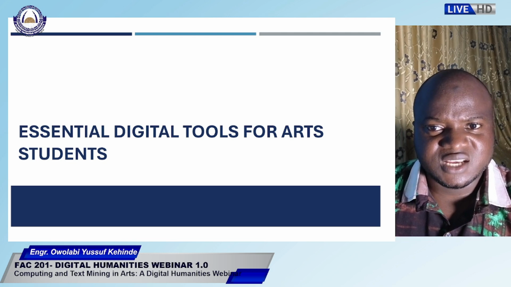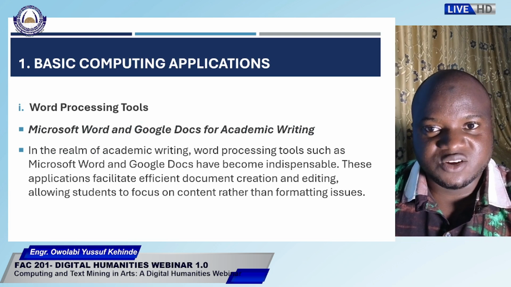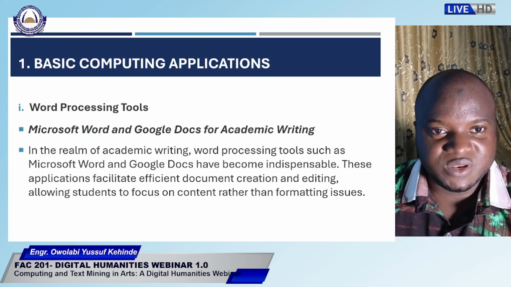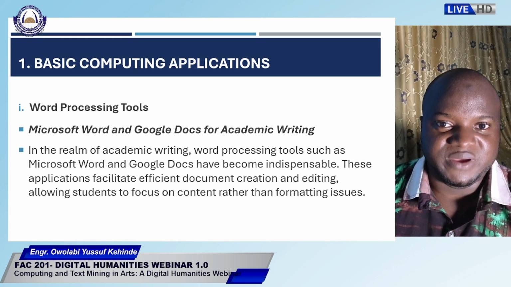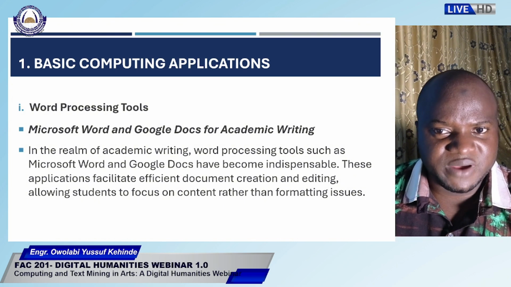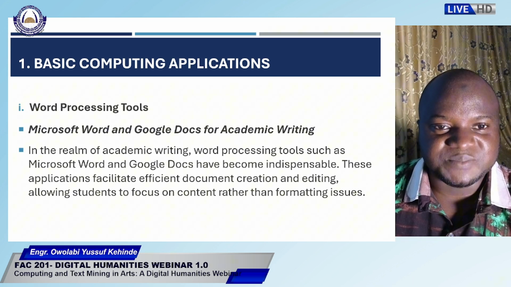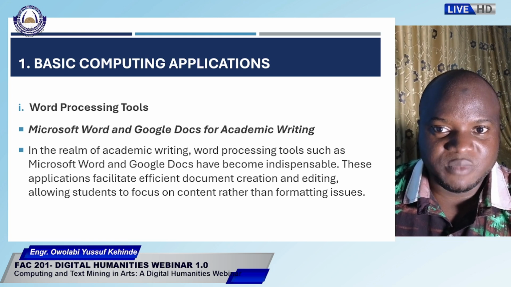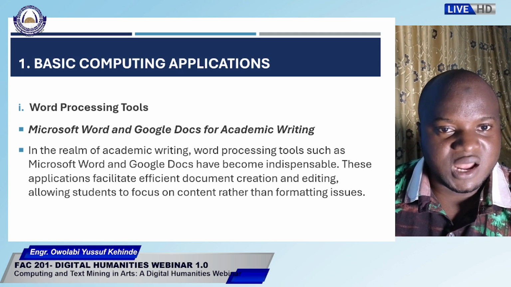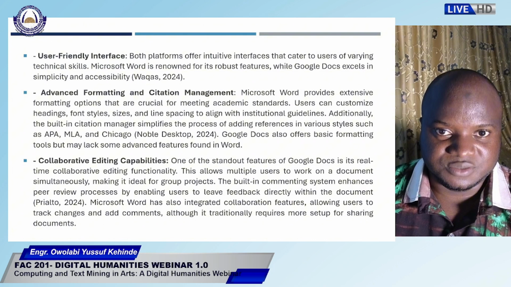Here are essential digital tools for arts students. Number 1, basic computing applications. We start with the word processing tools. We talk about Microsoft Word and Google Docs for academic writing. In the realm of academic writing, word processing tools such as Microsoft Word and Google Docs have become indispensable. These applications facilitate efficient document creation and editing, allowing students to focus on content rather than formatting issues.